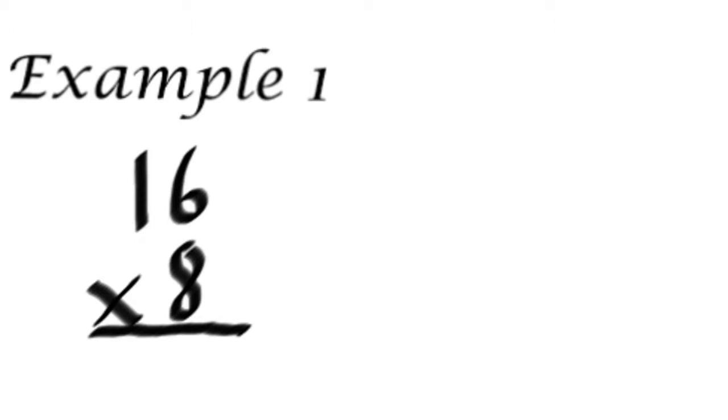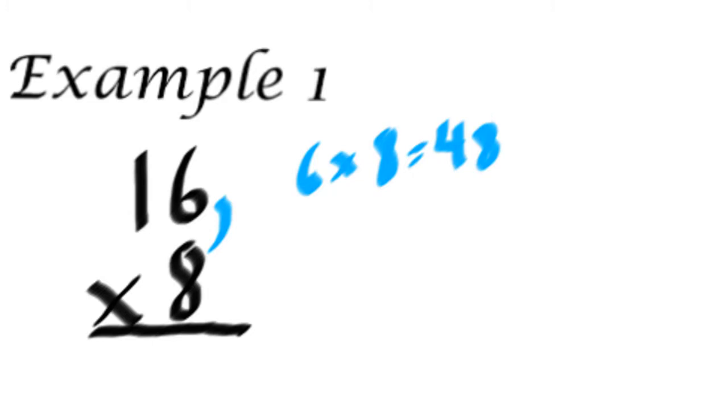So we'll start off by multiplying the numbers in the ones place. And 6 times 8 is going to give me 48. Well, from here, I'm going to take this 8 and drop it down into the ones place, and I'm going to take the 4 from the 48 and put it over here in the tens place.